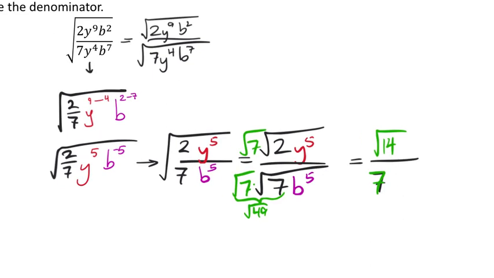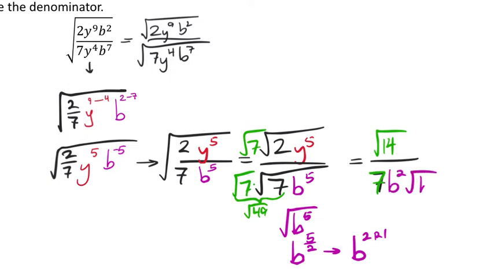Okay, so that's nice, but what about the b, right? Because we don't want that b to the power of 5. Well, this is really the square root of b to the power of 5, which is also b to the power of 5 divided by 2. And that then would be b to the power of 2 with a remainder of 1. So that would be, in other words, b squared times the square root of b.